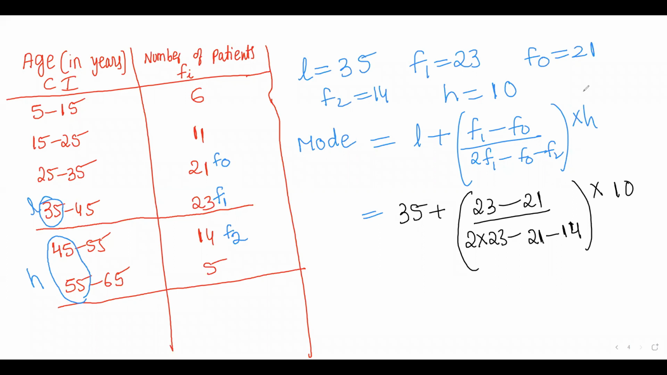Now first thing you need to do is subtract in the numerator. Subtract 23 and 21. What would you get? 2. And the next thing is multiply these two. 23 twos are 46. Next thing is minus 21 and minus 14. Add both the numbers and put minus. Minus 35, isn't it? Into 10. I will be continuing the problem in the next page.